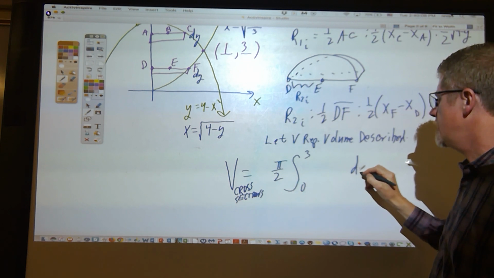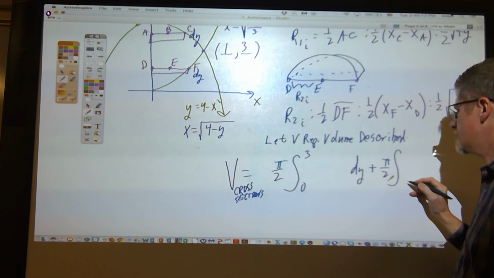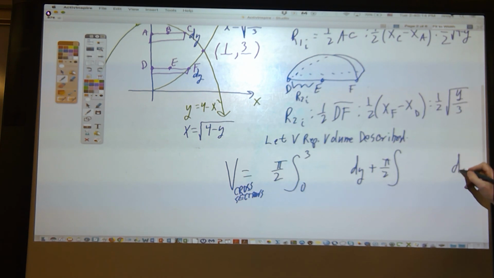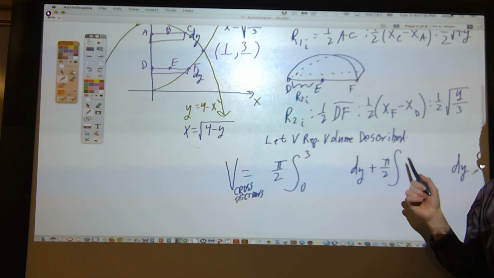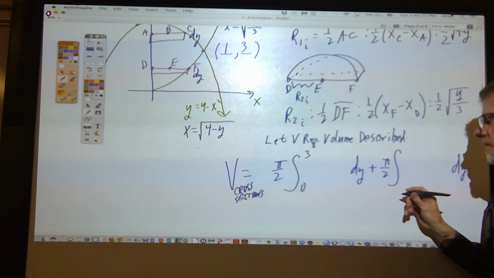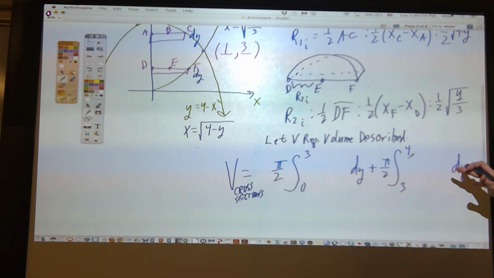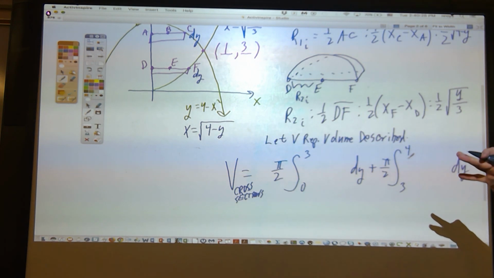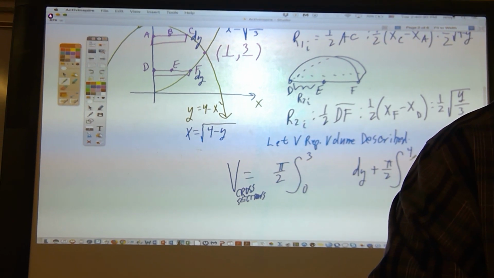something dy. The other integral is going to be pi over 2 times the integral from what to what of something dy. Who can give me the limits of integration on this one? Some of you are saying 3 to 4, which is correct. Okay, so that's a skeleton of the integral setup. I'm going to pause the camera again, see if you can finish it from there.